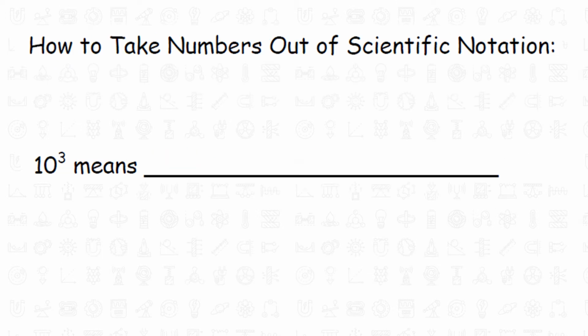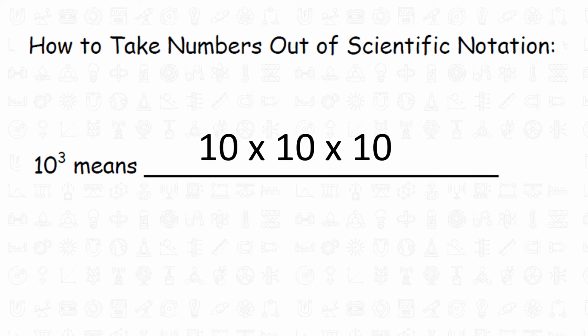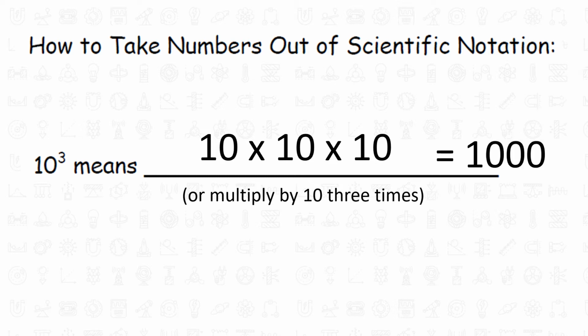So how to take numbers out of scientific notation? So 10 to the third means 10 times 10 times 10. That's what 10 to the third power means. Or multiply something by 10 3 times. So if we multiplied this, it would equal 1,000. So 10 to the third is equal to 1,000.